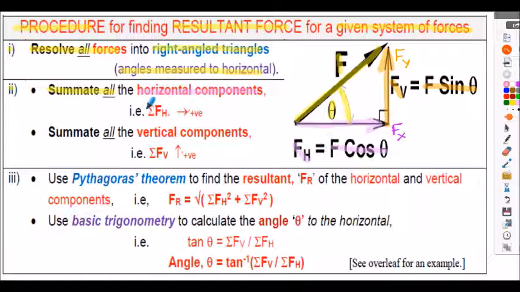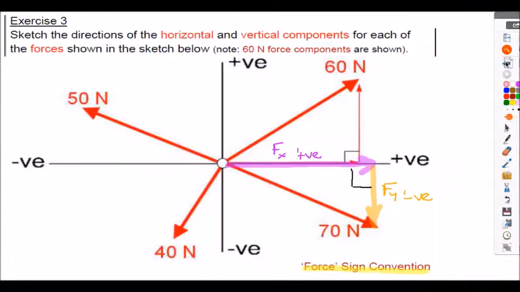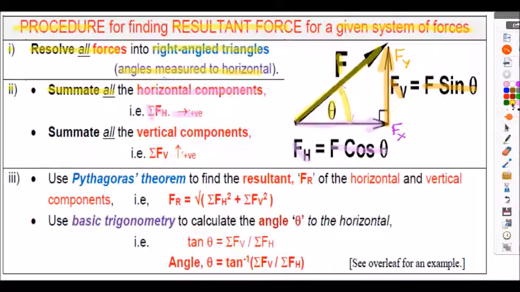In step 2 of the process, we're going to summate all the horizontal components. So in notation format, that's summation of the FH's in this diagram, noting that horizontal force components moving from left to right are positive. That complies with our notation on the previous slides. Then we're going to summate all the vertical force components, in other words, summation of the FV's, to use notation on our diagram. And again, we notice that vertically upward forces are positive, in line with our notation on the previous slide.